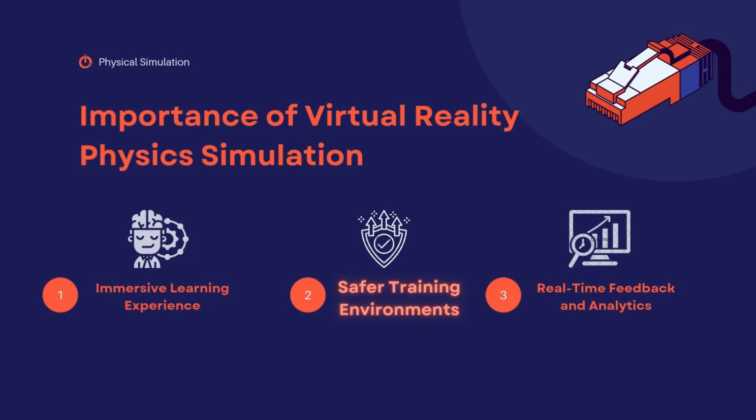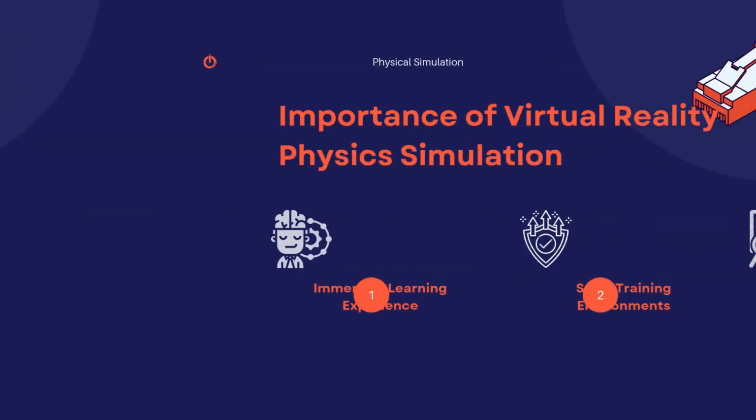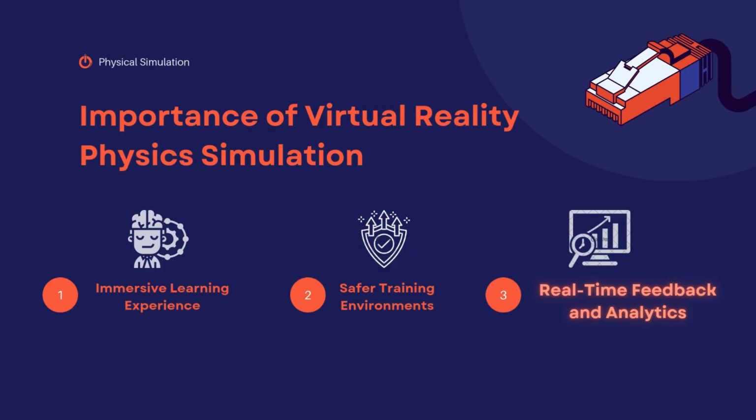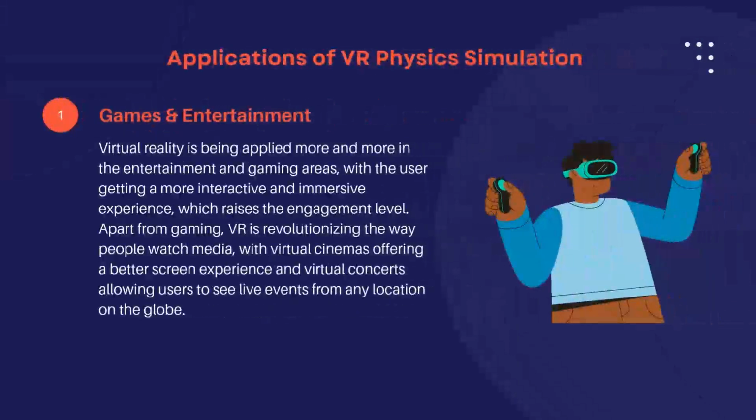Number 2. Safer training environments. Safety is a top priority when it comes to real-world training, particularly in risky professions. VR offers a safe platform for learners to practice without risking major accidents or injuries. Lastly, we have number 3. VR training also has the potential for real-time feedback and full analytics. As trainees move through simulations, their movements can be followed and analyzed, providing immediate insight into their performance.